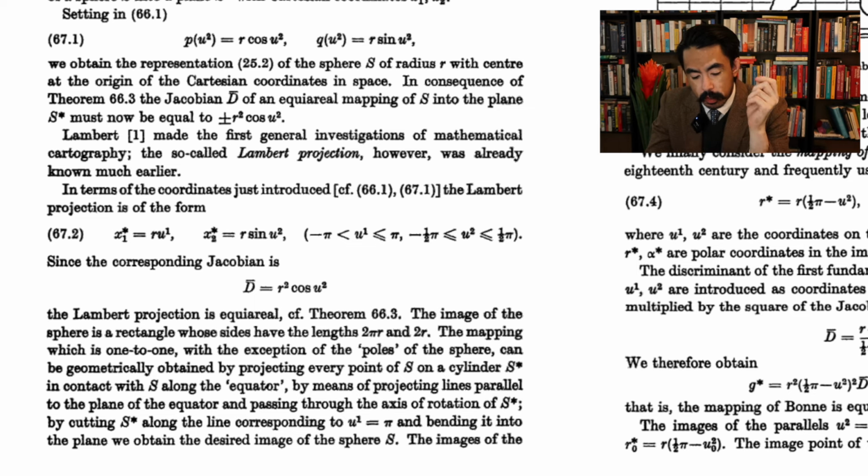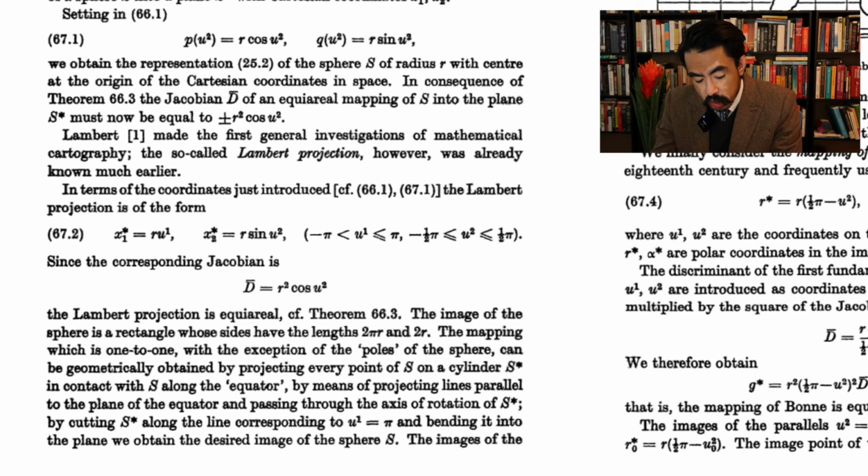So anyways, in terms of the coordinates just introduced, namely those above at the beginning of this section and then the vector parametric representation at the end of last section in 66.1 and then 67.1, like I just said, the Lambert projection is of the form x1 star is equal to r times u1 and x2 star is equal to r times sine of u2, where u1 is greater than negative pi and less than or equal to pi, and u2 is greater than or equal to negative pi over 2 and less than or equal to pi over 2. Since the corresponding Jacobian is capital D over bar equal to r squared times cosine of u2, the Lambert projection is equiareal, for which refer back to theorem 66.3. The image of the sphere is a rectangle whose sides have the lengths 2 pi r and 2r.